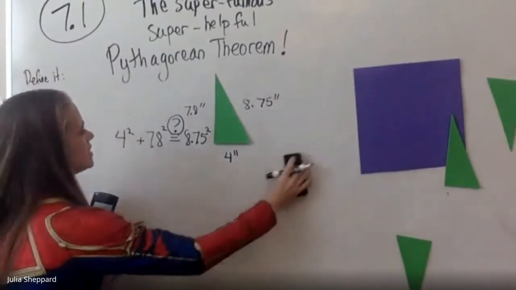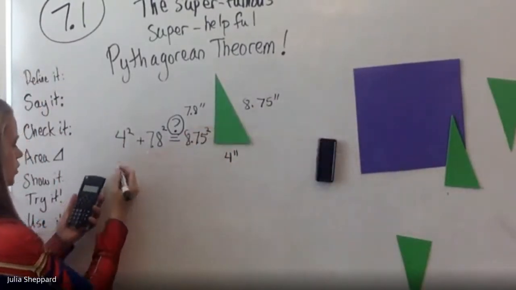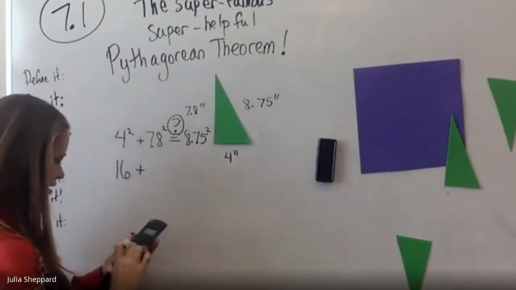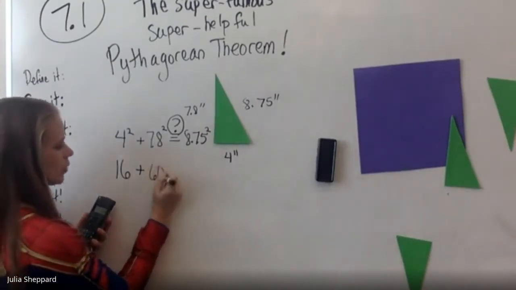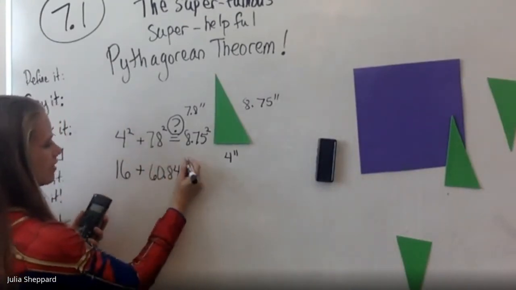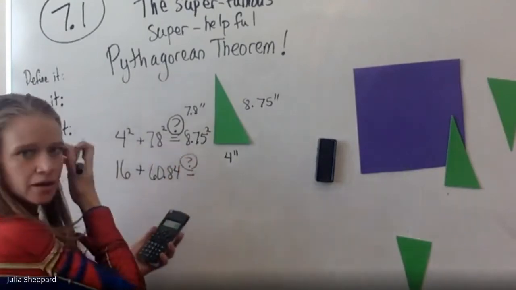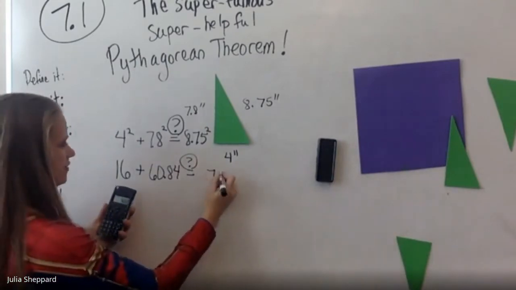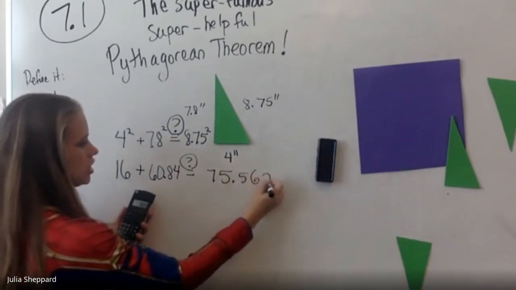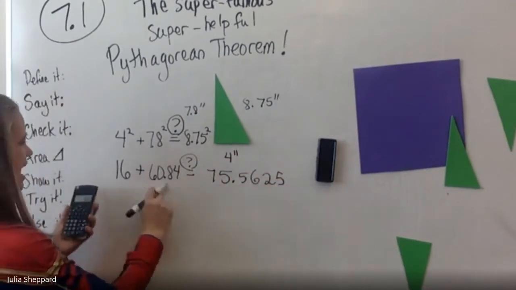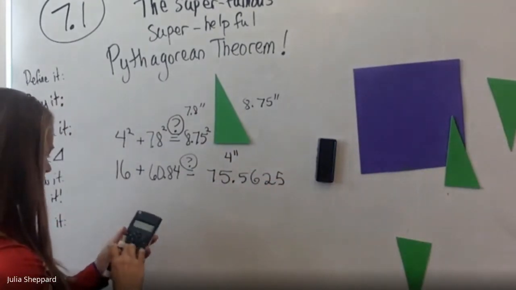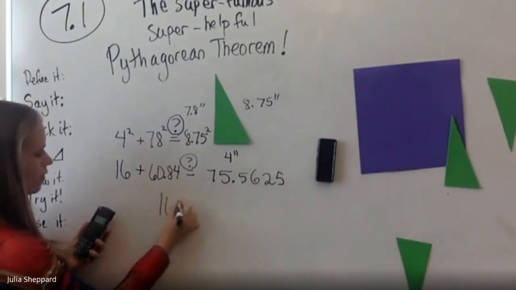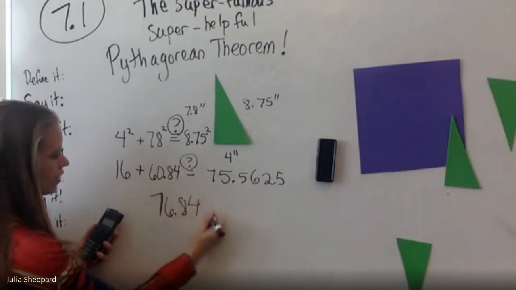So is this actually true? No, I got a little messy there. 4 squared I know is 16 plus, so I'm just going to do 7.8 squared. I got 60.84. And then I put a question mark over my equal sign because I don't know yet. I don't believe it. 8.75 squared, I got 75.5625. Now I'm going to add these: 60.84 plus 16, I got 76.84.